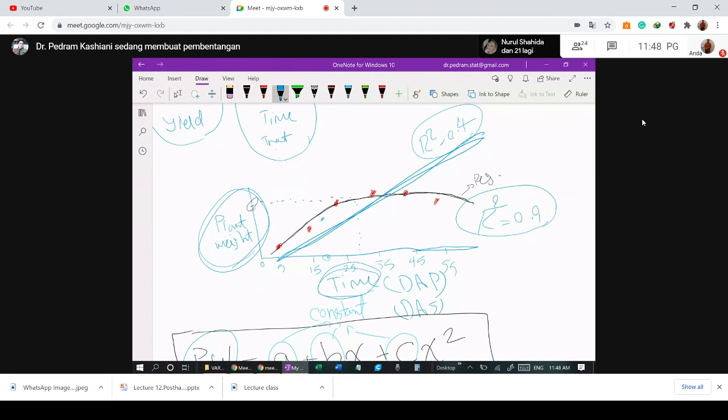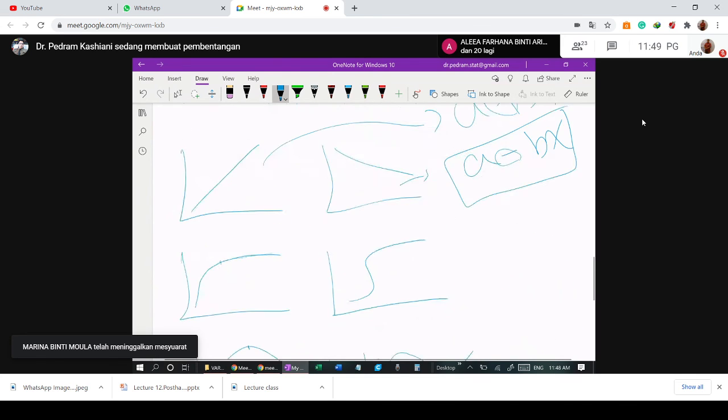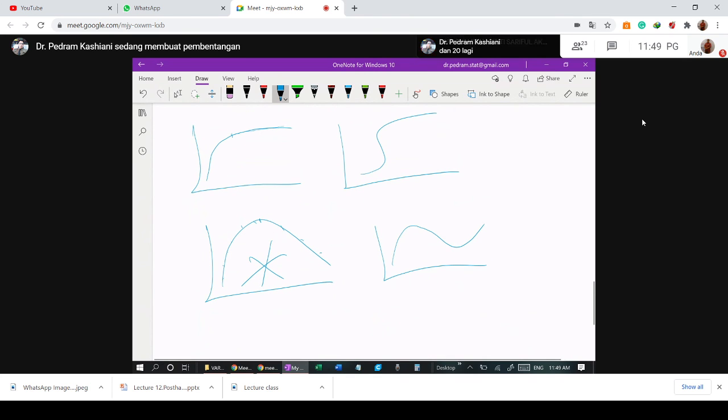When you understand which line you have, you find a, b, c, and based on these a, b, c, you can use it anywhere. Anywhere you want to find plant weight for the corn, you can put it in this equation. And this one is time. Okay, that's all. I can put it here, and I find where the corn is on this graph. That's all about these three assignments.